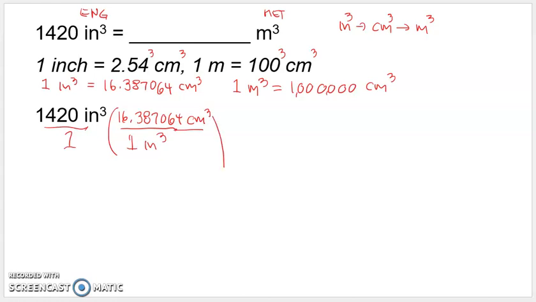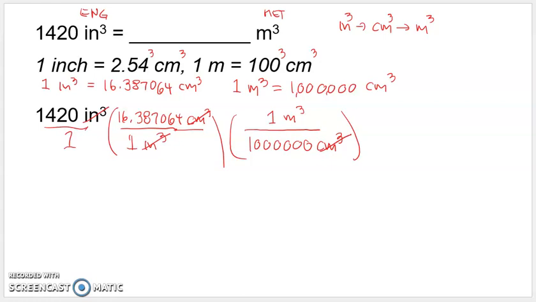All right. Now, inches cubed are gone. I multiply that by the conversion factor. I want to convert to meters cubed. I have a centimeter cubed on top in the middle fraction, so I'm going to put my centimeters cubed on the bottom, and that 1 million centimeters cubed is equal to 1 meter cubed. So again, I've just multiplied the original expression, 1,420 inches cubed, by ones. Now, our centimeters cubed cancel with our centimeters cubed.